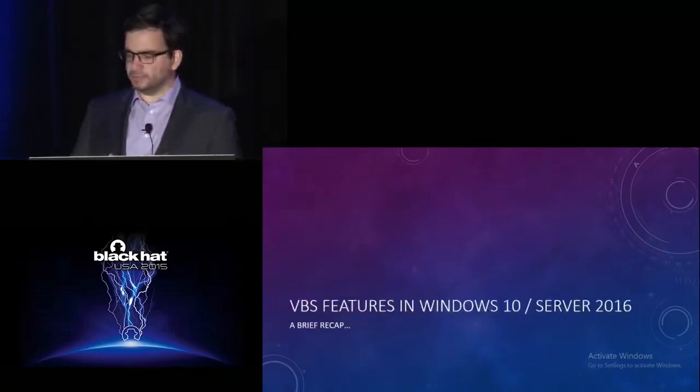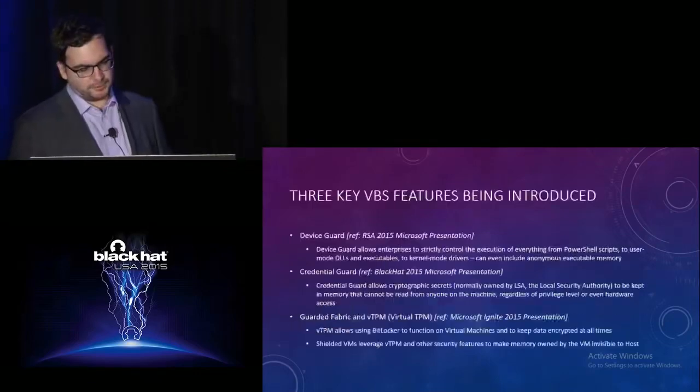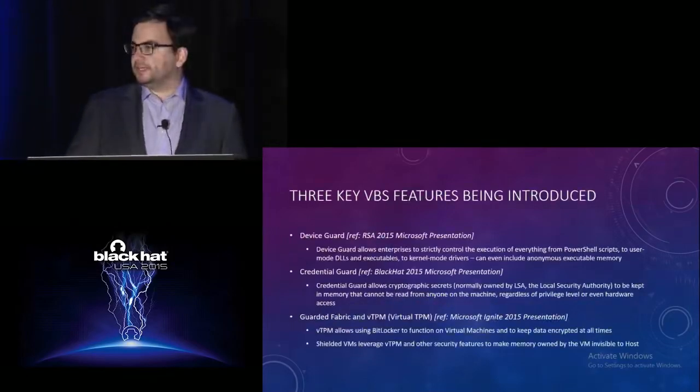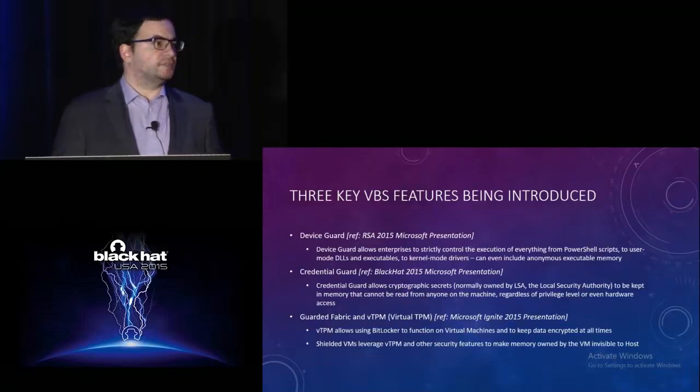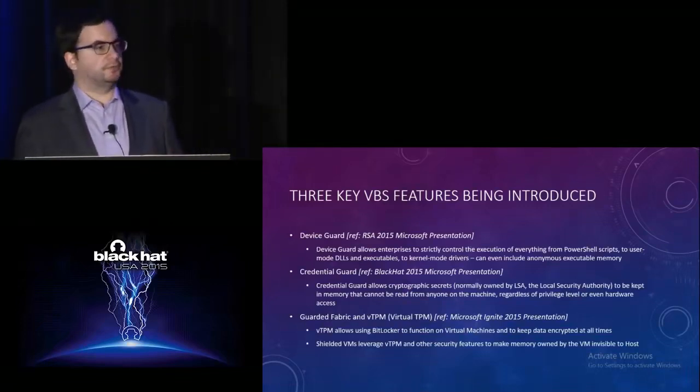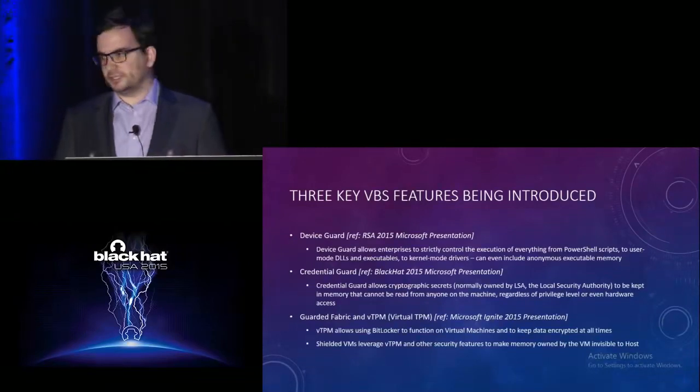So let's talk about some of the new things that are coming up, which you may hear about. One of them is Device Guard, and there's a presentation at RSA about that. With Device Guard, essentially, as an enterprise, you can now decide what's going to run on your machines using code signing policies, create your own certificates, sign your own binaries, and determine what's going to run and what's not going to run.